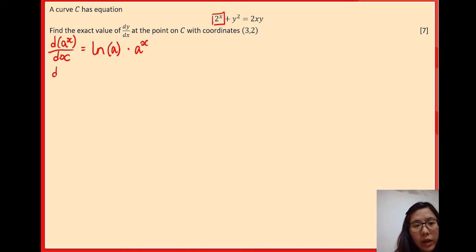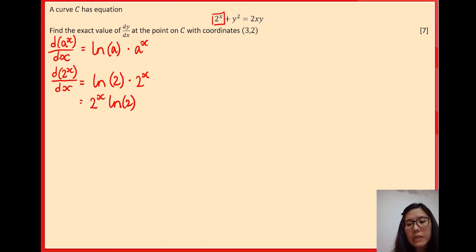In our scenario, we have 2 to the power of x. If I differentiate that, I take the natural log of its base, which is 2, and multiply it by 2 to the power of x again. So if I tidy it up, I end up with 2 to the power of x natural log 2. The next part I'm looking at is differentiating y squared.